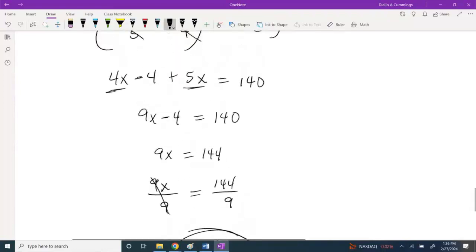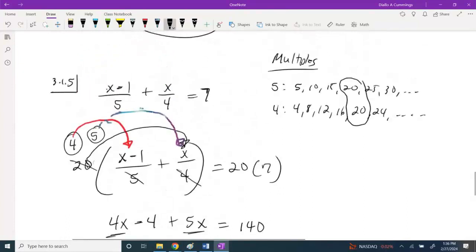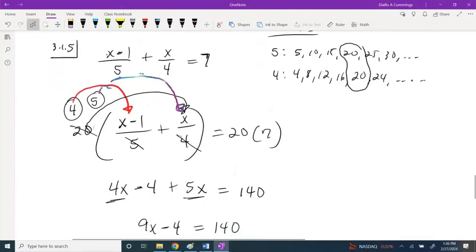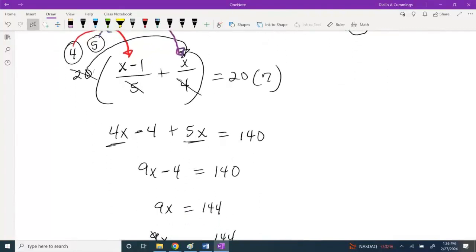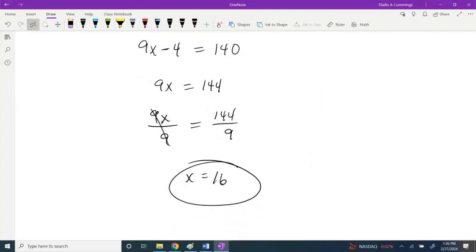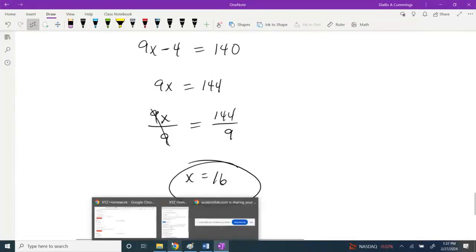So whenever you have a fraction, the first thing you should do is determine the least common multiple. Multiply that multiple by both sides, and that should automatically cut any fractions that you have. And then we just proceed with the 6 steps. All right, any questions so far?